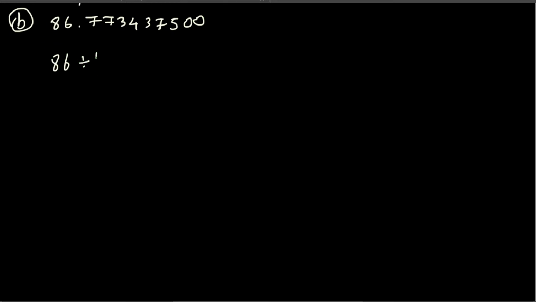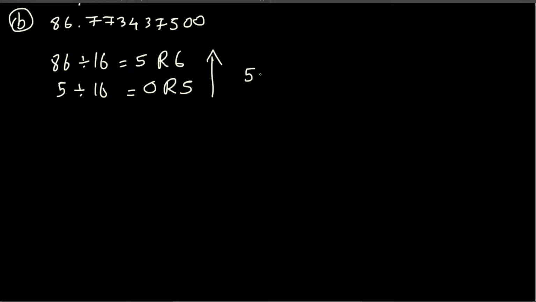86 divided by 16 is equal to 5, and the remainder is 6. Then 5 divided by 16 is 0, and the remainder is 5. We read this from bottom to top. It's going to be 56 in hexadecimal. Then if you convert the fraction part of the decimal number to hexadecimal, 0.7734375 multiplied by 16 gives us 12.375.